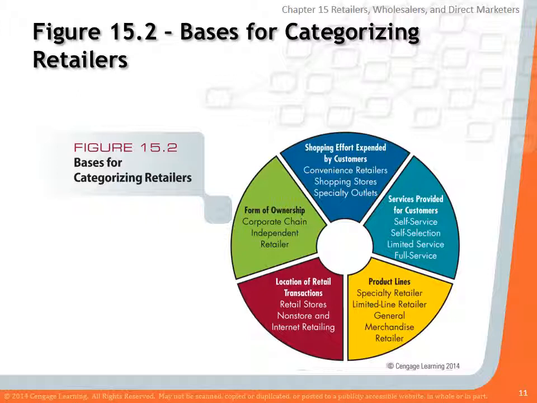So you have different types of ownership. You have corporate chains that are owned by the corporation. You have independent retailers, which generate about $4.7 trillion in retail sales in the most recent year. Okay, and these typically have advantages in terms of being a little more friendly, as well as personalized service.